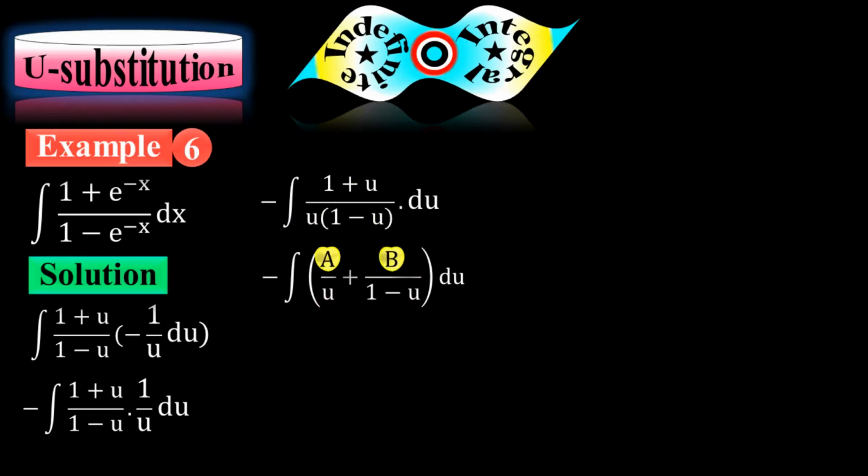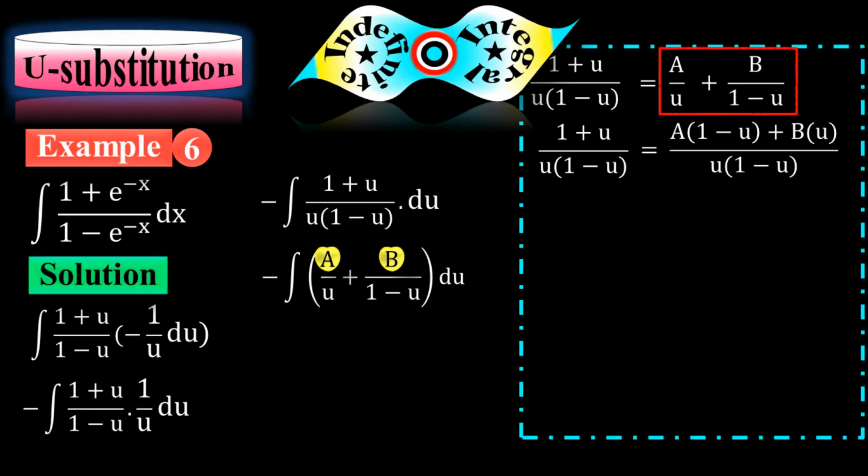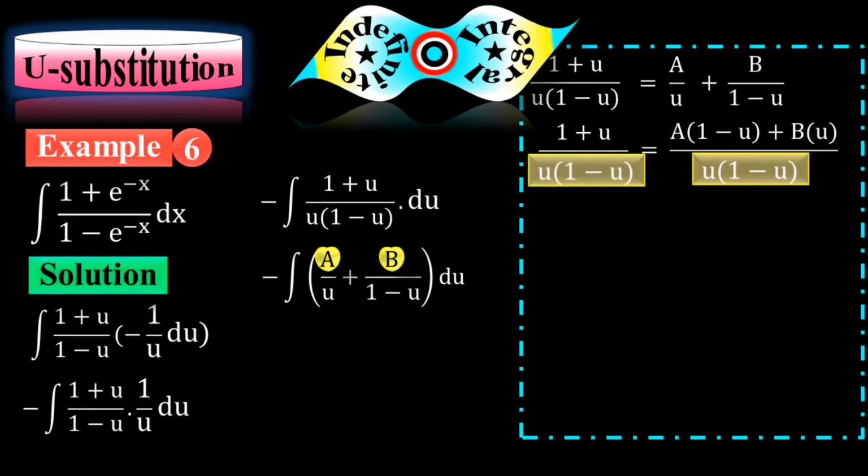Now we're going to find the values of A and B. We can say that this term equals this term here. We took the common LCM of the right-hand side, which equals A times (1 minus u) plus Bu over u times (1 minus u). These two denominators are the same on both sides, u times (1 minus u), so they will cancel each other and we're left with only 1 plus u equals A times (1 minus u) plus Bu.